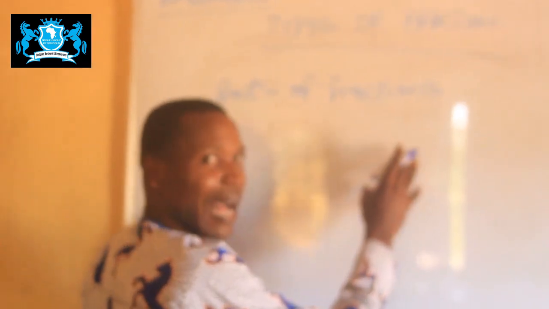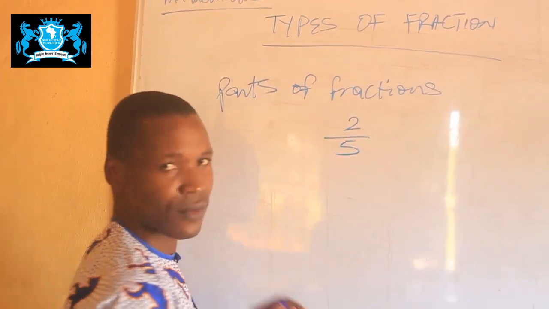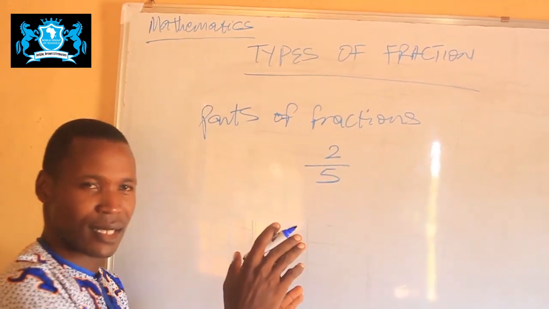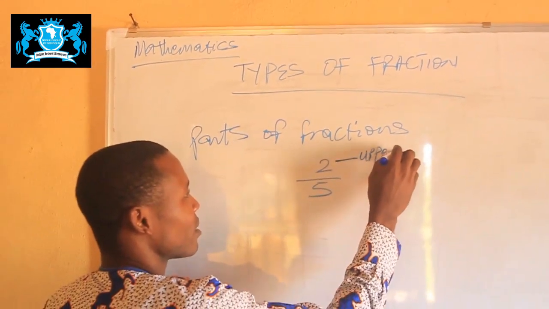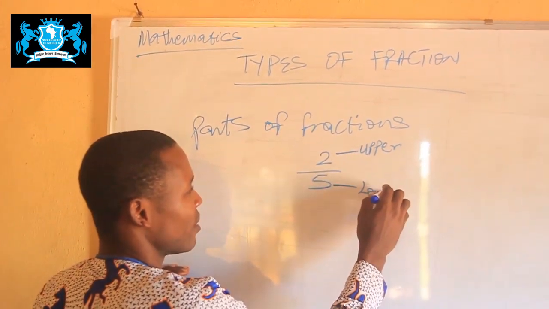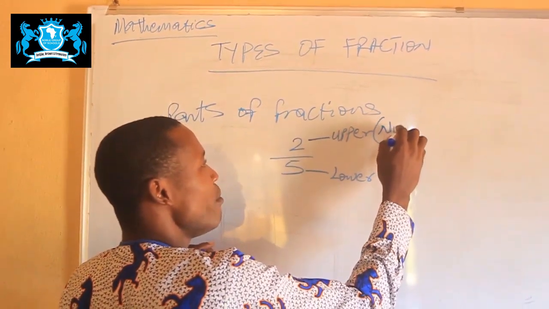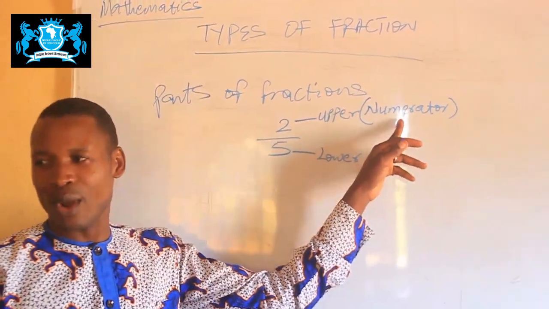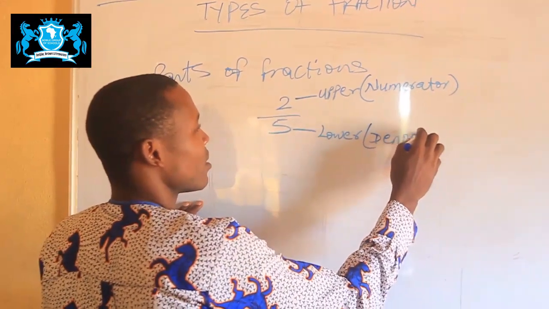Basically, there are two parts. We have the upper part and the lower part. Let's have a number like 2/5. A number like 2/5 has two parts. We have this place we will call the upper part and the lower part. The upper part is often called the numerator. Say it, the numerator. While the lower part is called the denominator.